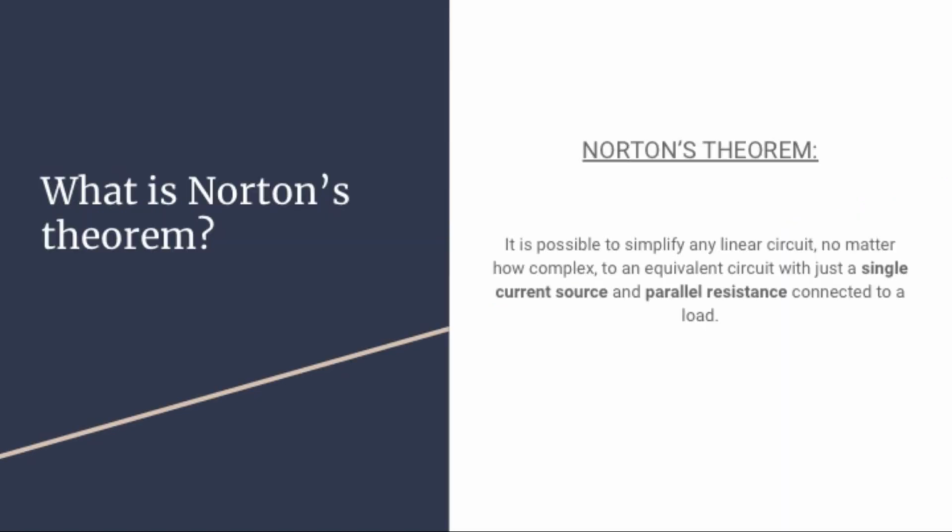So a little bit of background. What is Norton's theorem? Norton's theorem states that it's possible to simplify any linear circuit, no matter how complex, to an equivalent circuit with just a single current source and parallel resistance connected to a load. Just as with Thevenin's theorem, the qualification of linear is identical to that found in the superposition theorem. All underlying equations must be linear.